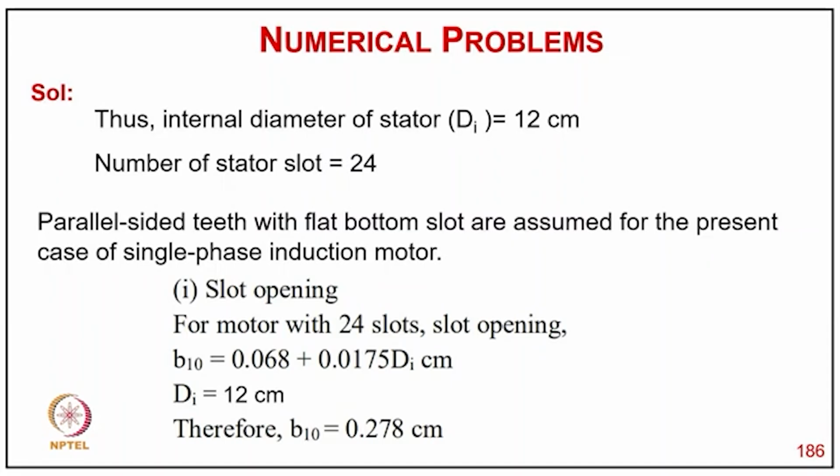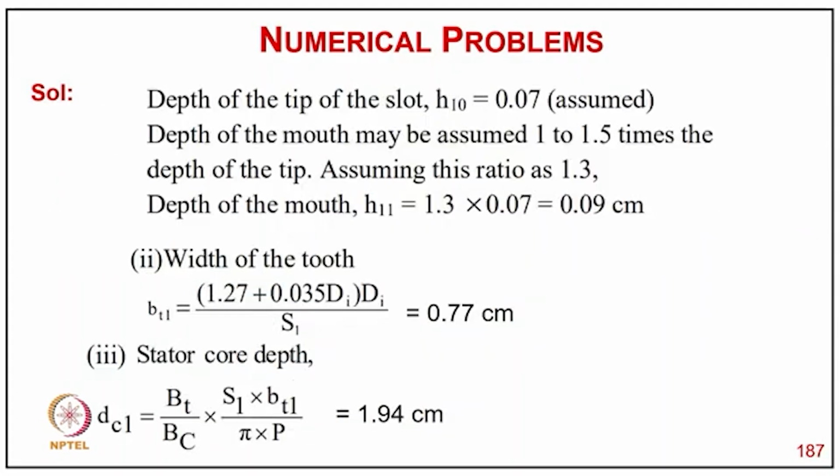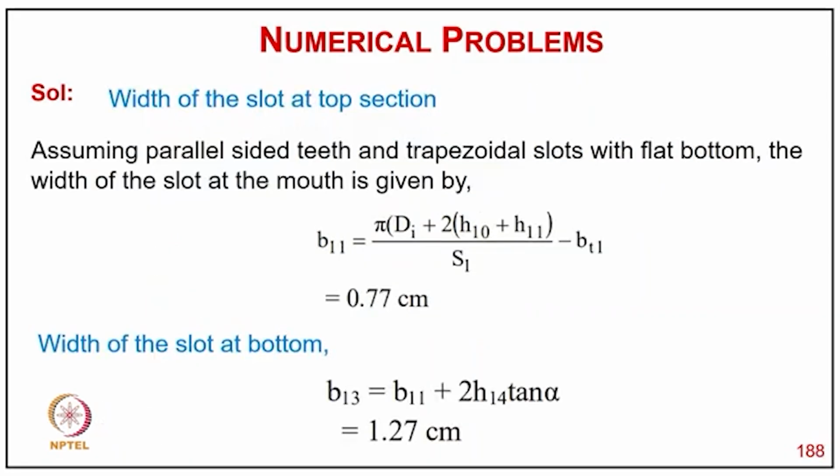So slot opening for a motor of 24 slots is B10. When putting this relation, Di equal to 12 centimeter, therefore B10 is 0.278 centimeter. So depth of the tip of the slot is H equal to 0.07, considering that value, and depth of the mouth may be assumed 1 to 1.5 times the depth of the tip. Assuming this ratio is 1.3, depth of the mouth comes 0.9 centimeter, and width of the teeth from this relation comes 0.77, and stator core depth DC1 from the relation comes 1.94 centimeter.